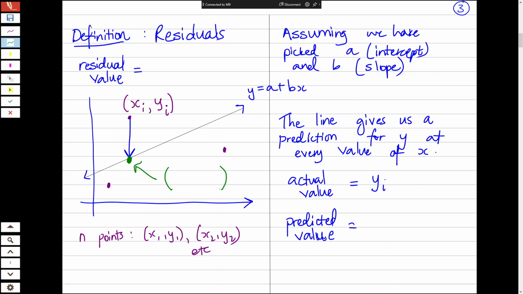Has the x value changed? Can you see that? I'm at the same position horizontally along the x-axis, so the x value is going to be the same. The y value is going to be different. I need to write the y value in terms of a, b, and xi, my chosen value of x.